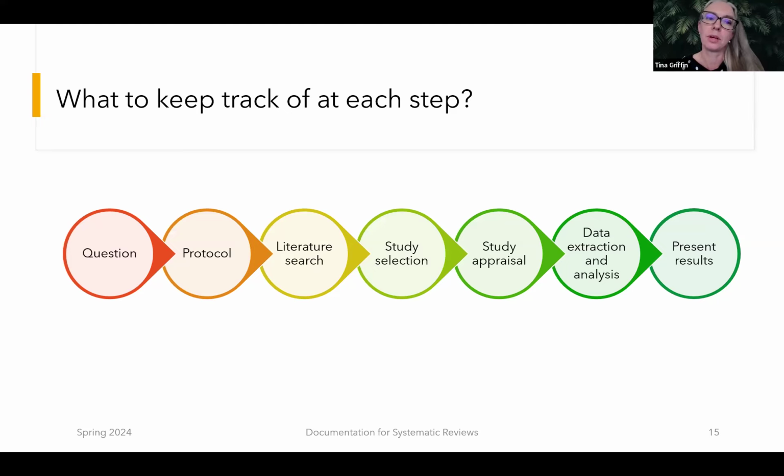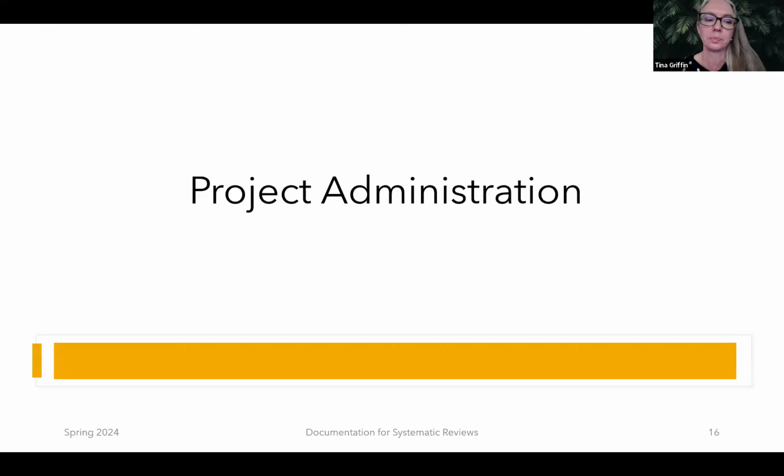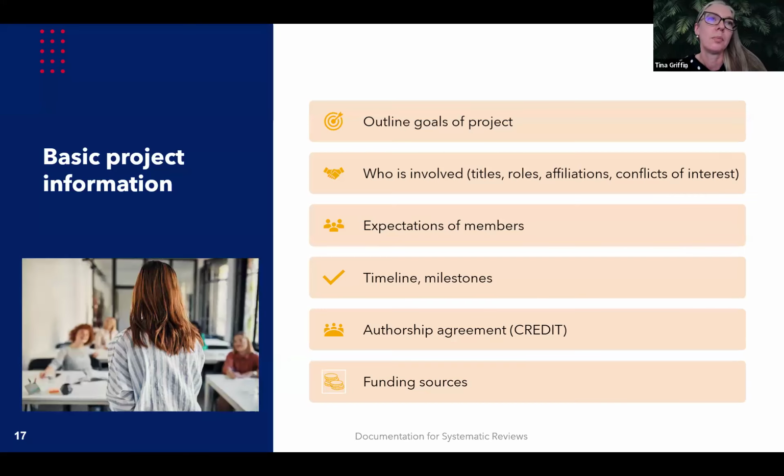And I'm going to start kind of from the beginning, and I'm actually going to start with a few things that are outside of these steps entirely that we should be thinking about in terms of documentation for a systematic review project. So let's start with project administration. Project administration as a whole. Again, these are really, really long projects, 18 to 24 months. So we should have this basic project information somewhere.